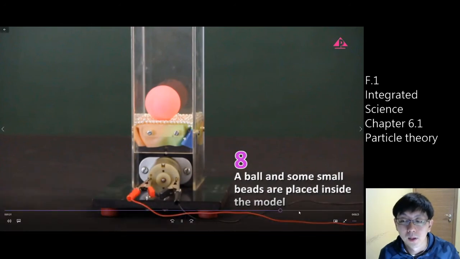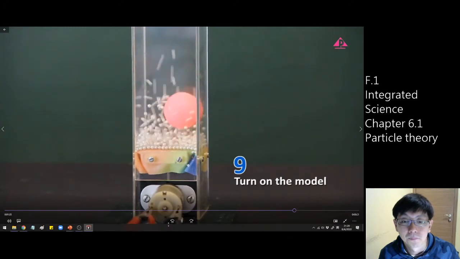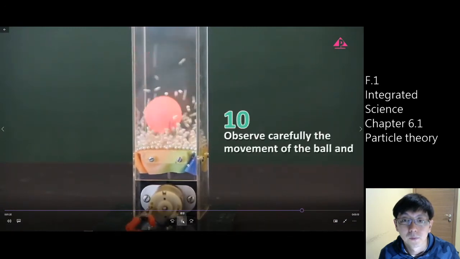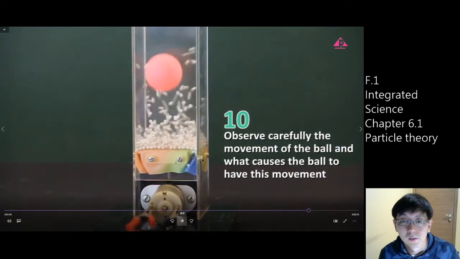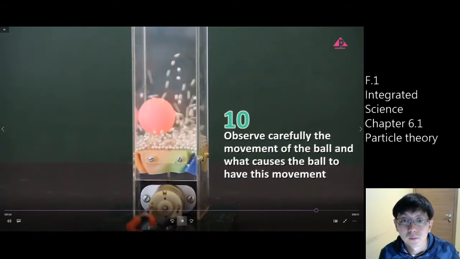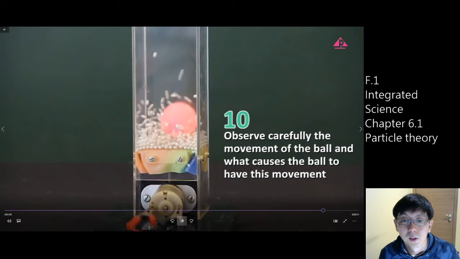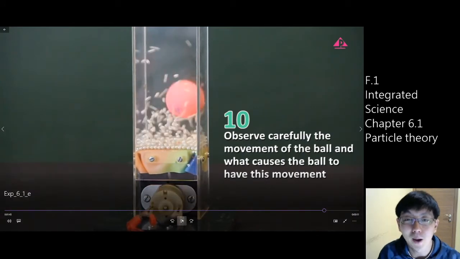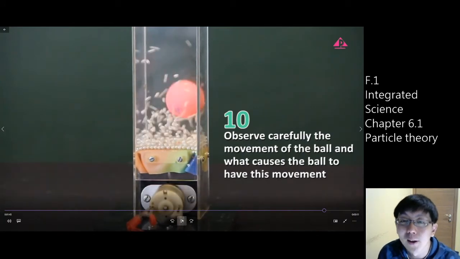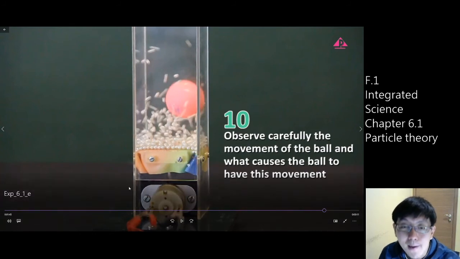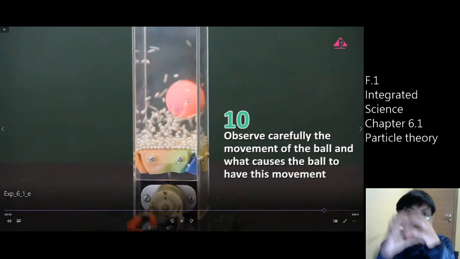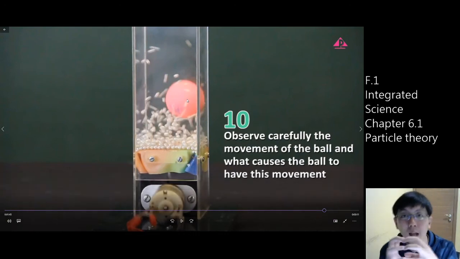So let's see the model. What happens if I turn it on. Turn on the model. Observe carefully the movement of the ball and what causes the ball to have this movement. 呢個其實只係一個古代版未有電腦動畫嘅時候去解釋 Brownian motion 嘅。Again, the small balls here, they move in all direction. They hit the large ball in different direction, making the large ball shake around different directions.